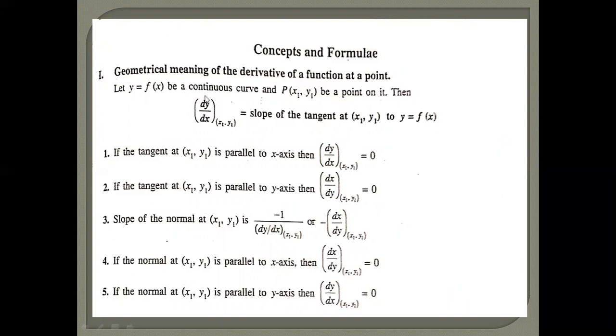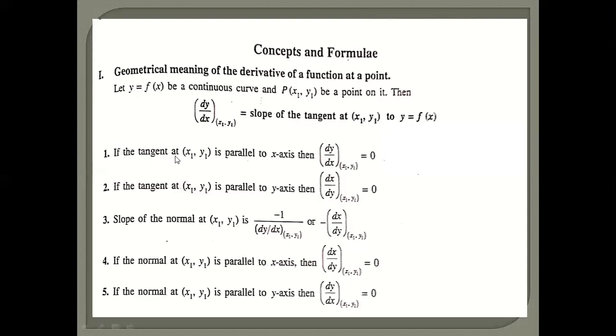So let y is equal to f of x be a continuous curve and P of x1, y1 be a point on it. Then the slope of the tangent at x1 comma y1 to the given curve y is equal to f of x is dy by dx at x1 comma y1.